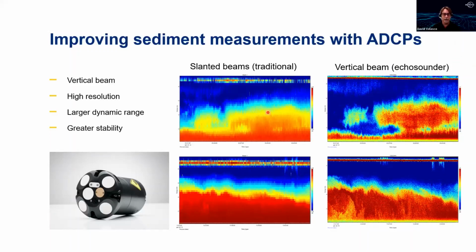And again, these are data collected by the exact same system at the exact same time. The only difference here is that the graphs on the left come from the slanted beams, using just the standard signal strength from the slanted beams. And on the right is the vertical beam using the echo sounder mode. So you can very clearly see how we can get a whole lot more definition and resolution in what we can visualize out of more modern systems.